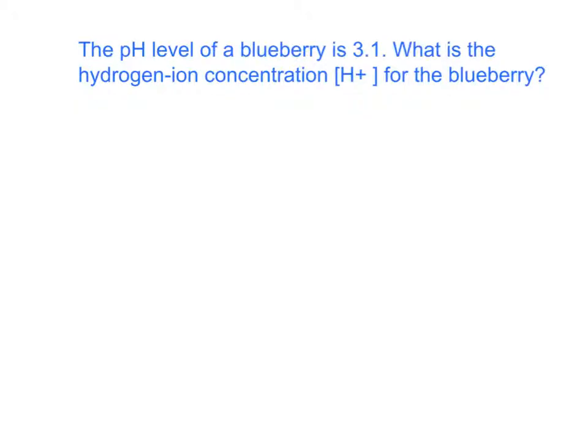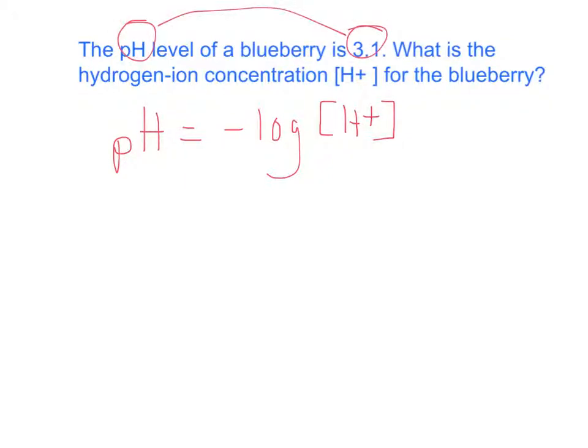So going back to the last slide, the equation will not be given to you on the test, so you need to make sure that you have this in your notes. It's your pH equals the negative log of your hydrogen ion concentration. So in this example, they're telling us that the pH level is 3.1. So that means I can replace the pH with 3.1.